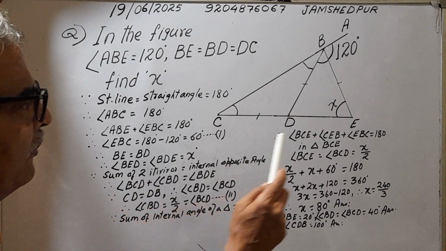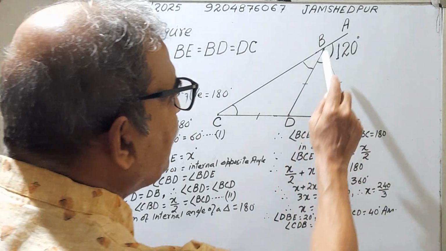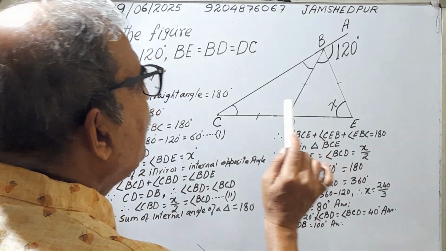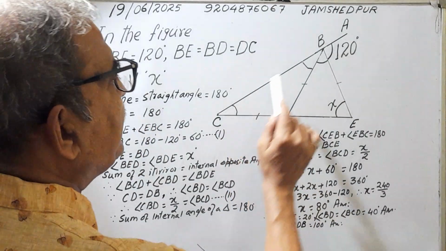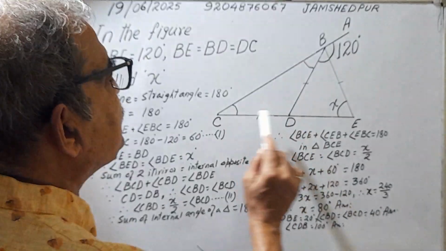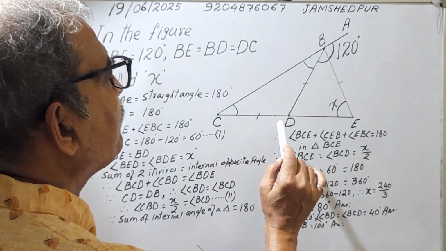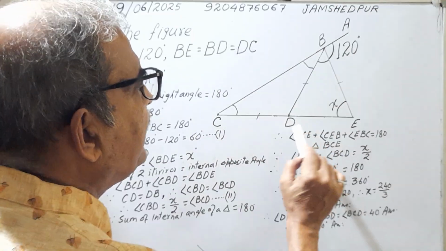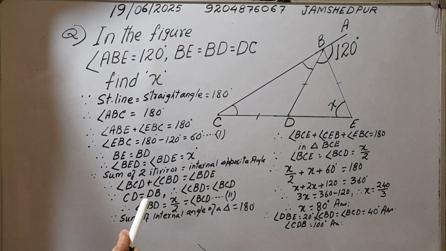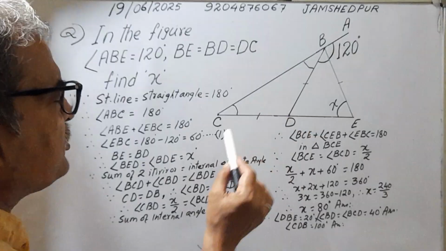BE equal to BD. Therefore angle BED equal to angle BDE. This is also X. Clear? Now we know that the sum of two interior angles is equal to the opposite exterior angle. Therefore angle BCD plus angle CBD equal to angle BDE, that is X, which I have written here. Clearly I have written here. So CD equal to DB. Therefore this angle equal to this angle, it is proved.